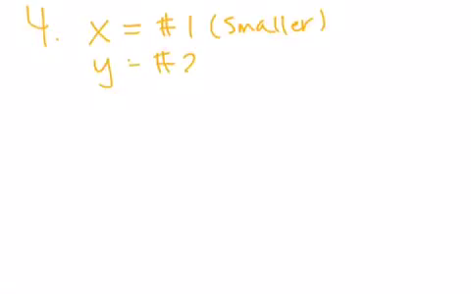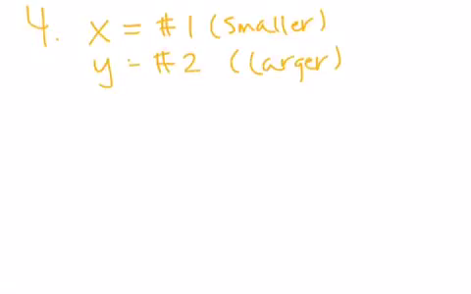Last but not least, we have example 4. The larger of two numbers is 9 more than twice the smaller. The sum of the numbers is 3 less than 5 times the smaller. What are the numbers? So I'm going to call the numbers x and y. I'm going to call number 1, x, the smaller one, and number 2, y, the larger.